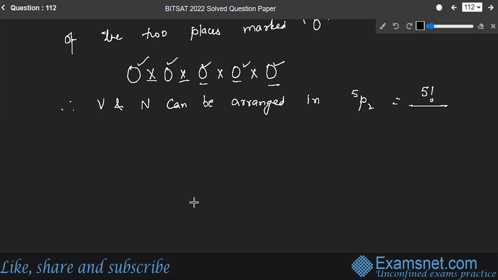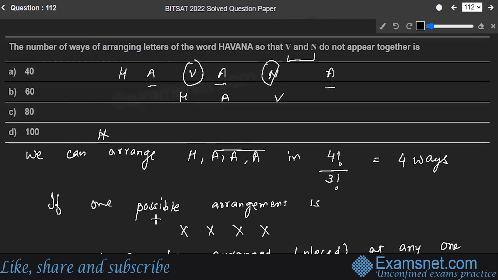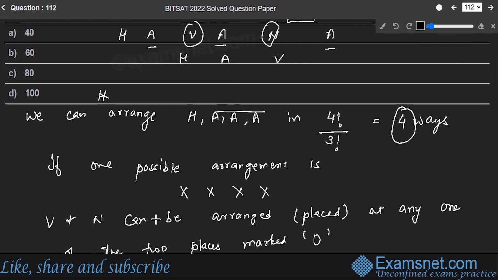That's equal to 5 factorial upon 3 factorial, which is equal to 20 ways. Thus, the number of ways in which the letters can be arranged is given by 4 into 20, that is 80 ways. Okay, so see, it could be arranged in 4 ways and that one in 20 ways. So that means you have option C as the correct answer.